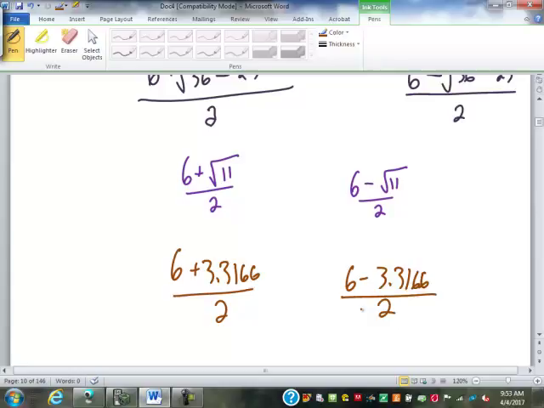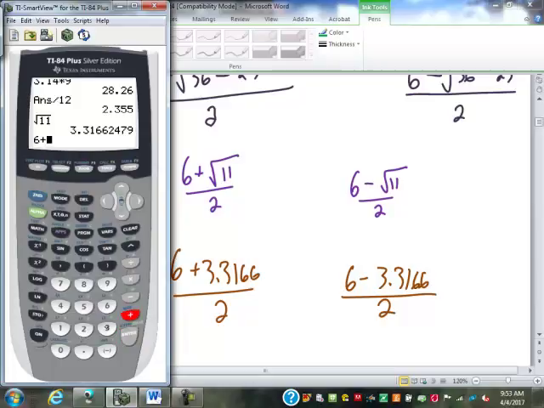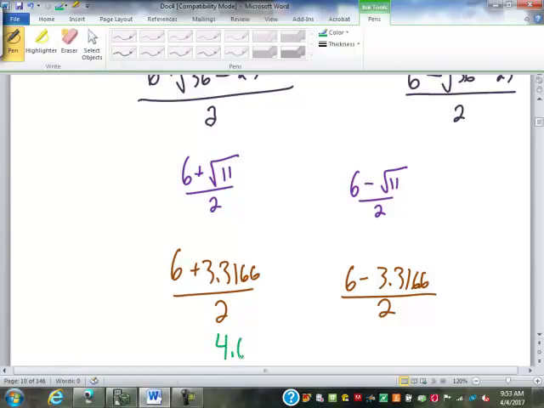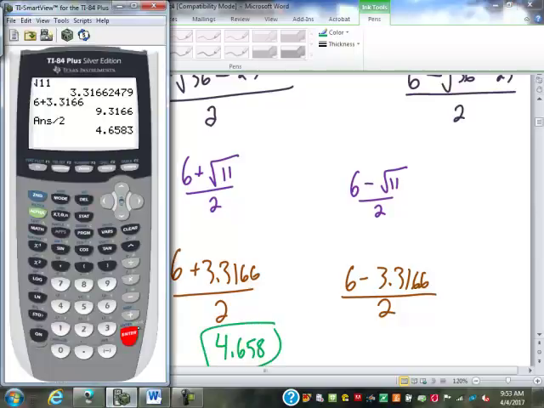So those are the two possibilities. We're going to start with this one over here. We're going to go 6 plus that equals, and then we're going to divide by 2. So that's 4.658, it looks like. Then we're going to try this one over here. 6 minus 3.3166 divided by 2 is 1.342.